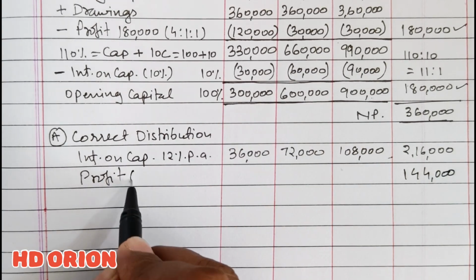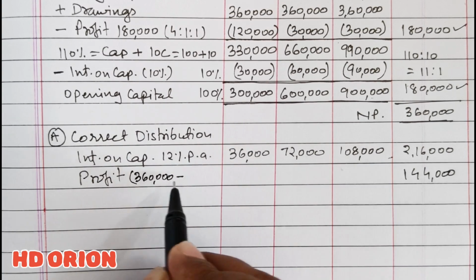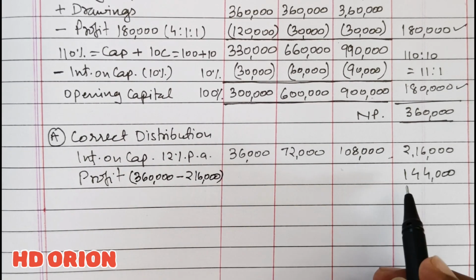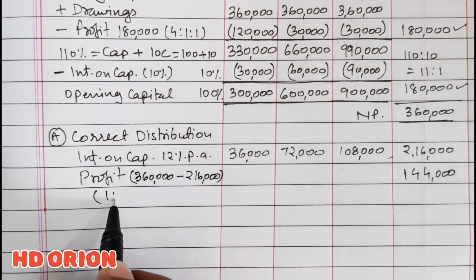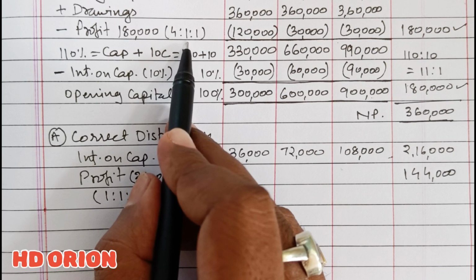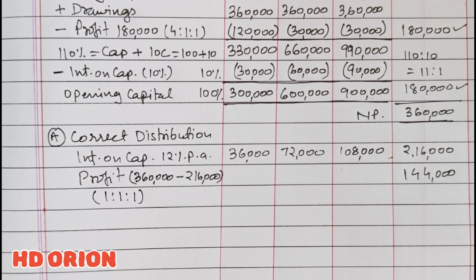When you subtract it, you see 3,60,000 minus 2,16,000, that is the remaining divisible profit. It will be given to the partners equally. This is the wrong profit sharing ratio. This is the correct profit sharing ratio, because the partnership deed is silent about profit sharing ratio, and therefore the Partnership Act suggests that it should be equal. So now it is equal profit sharing ratio.